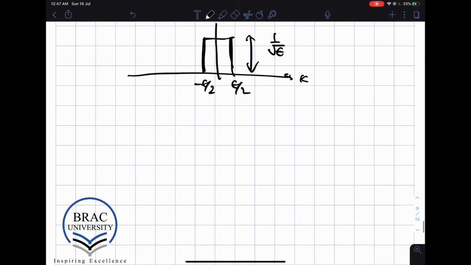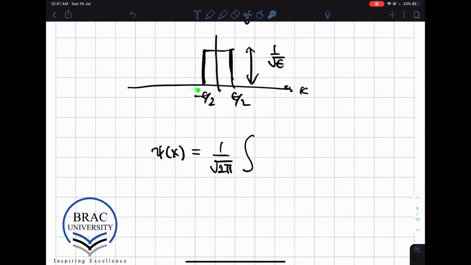So the Fourier transform of this function, psi of x, will be given by our formula for the Fourier integral. And of course, because this function has limited support, the integral from minus infinity to plus infinity is going to reduce to an integral from minus epsilon by 2 to plus epsilon by 2. So we can just write that out here.